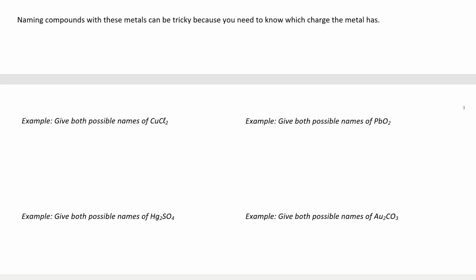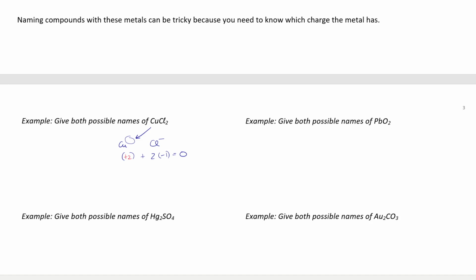Naming compounds with these metals can be tricky because you need to know which charge the metal has. So, for example, give both possible names for CuCl2. Well, if we take a look at this, we don't know what the charge is on Cu, but we know that Cl has a negative charge and that there's 2 of them. So whatever charge is on the copper plus 2 times the -1 charge, by the zero-sum rule, has to equal 0. And so doing a little mental math indicates that the charge on the copper has to be the positive 2 charge.